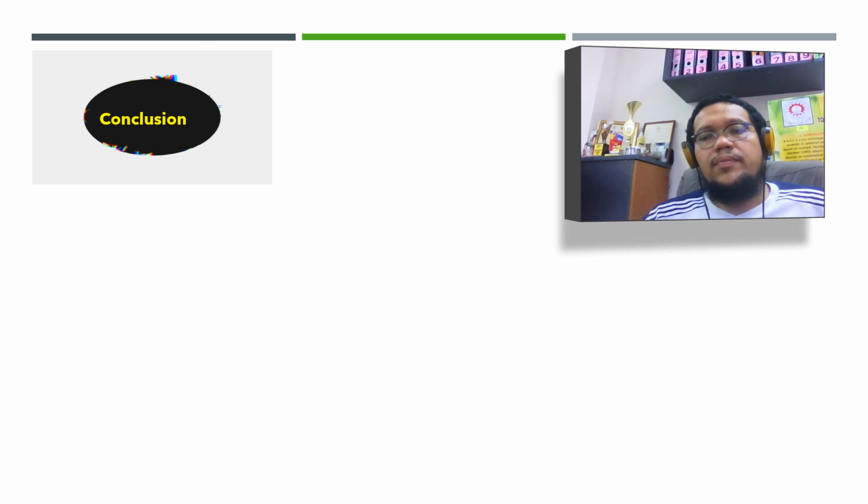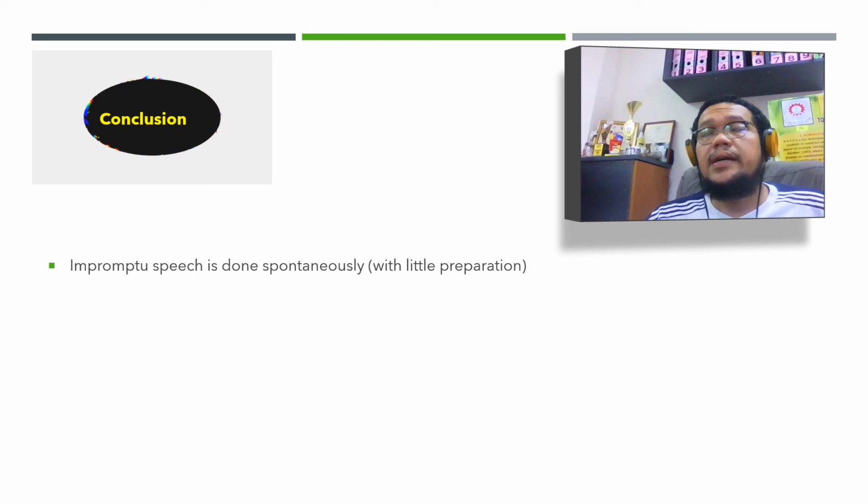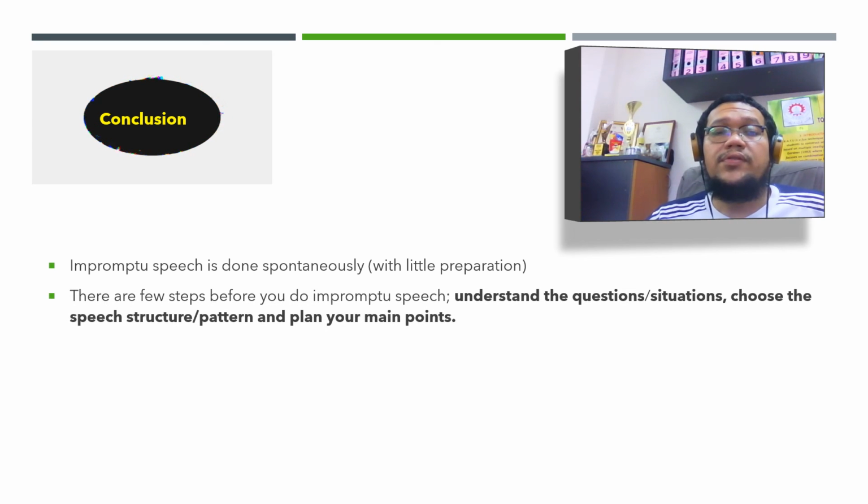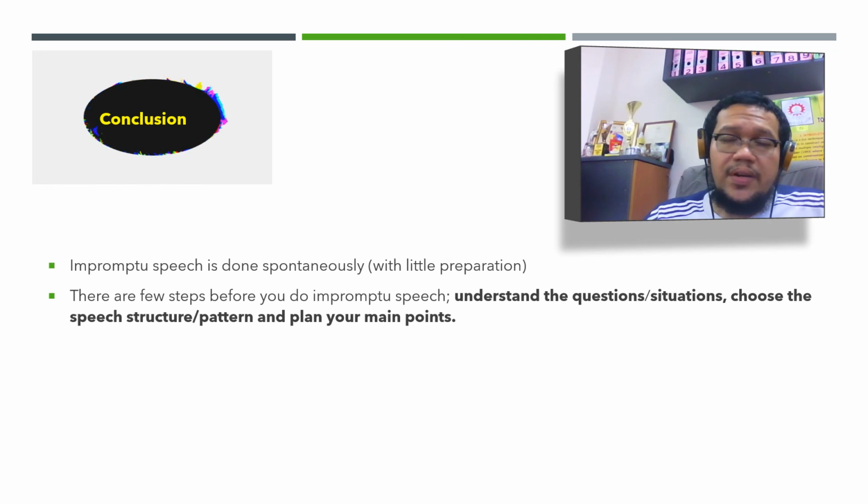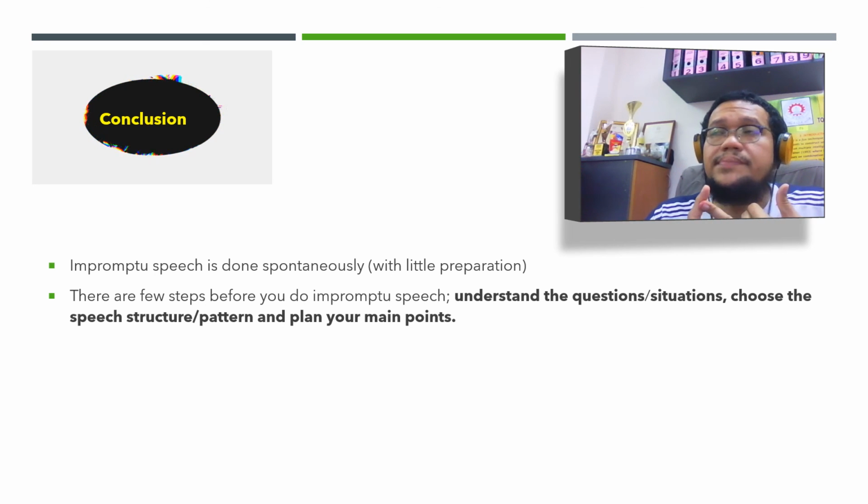Okay, the conclusion of our presentation today is that impromptu speech is done spontaneously, with little preparation or sometimes no preparation at all. All right, there are a few steps before you do impromptu speech. The first thing is you have to understand the question or situation or instruction. Second, you have to choose the speech structure or pattern or organization, whether it's cause and effect, problem solution, or maybe advantages or disadvantages. And last, plan your main points in brainstorm.